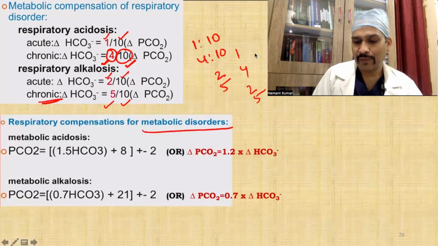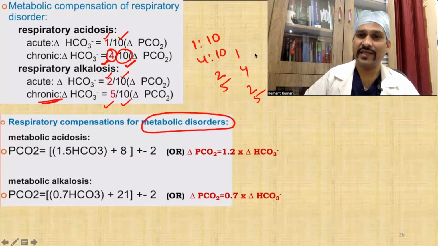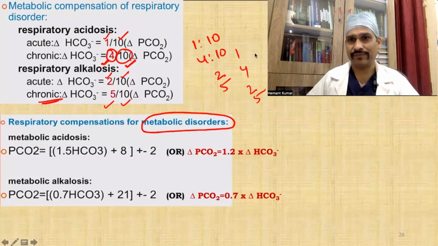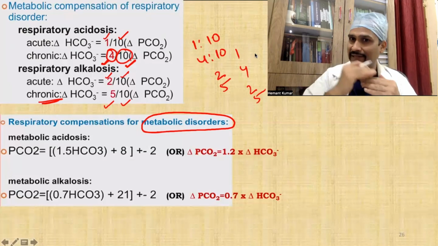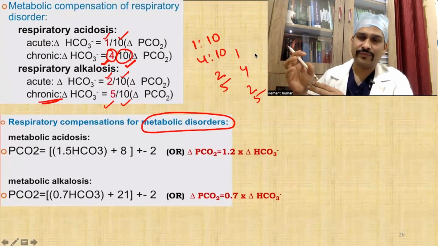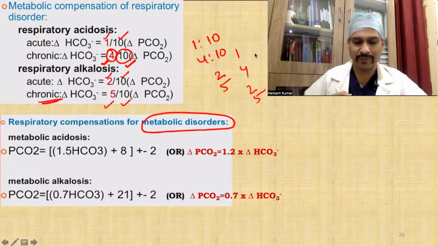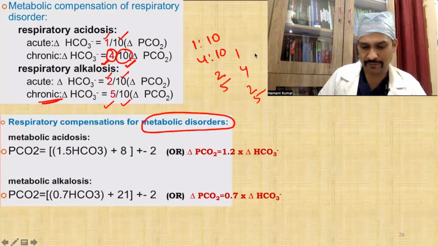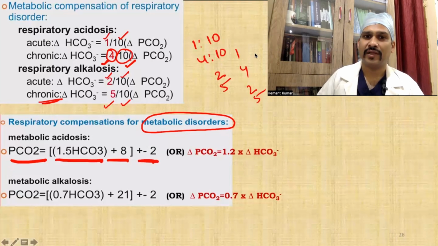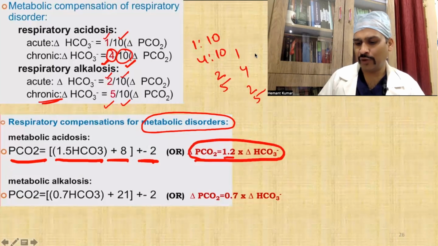Now, if the problem is a metabolic disorder, meaning a problem in the kidney which is not able to excrete acid or whatever is there, then metabolic acidosis means less bicarb. How will it compensate? By washing out the CO2. So less bicarb, less PCO2 in the body. How do we calculate PCO2? PCO2 can be calculated as 1.5 times bicarb plus 8, plus or minus 2. There is another formula: PCO2 is equal to 1.2 times bicarb.